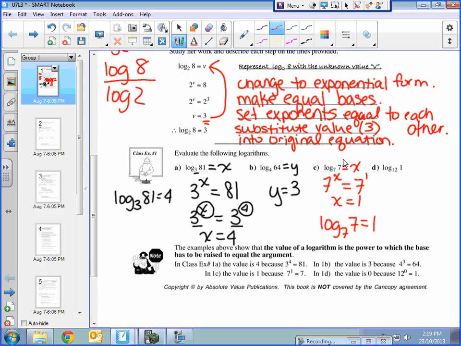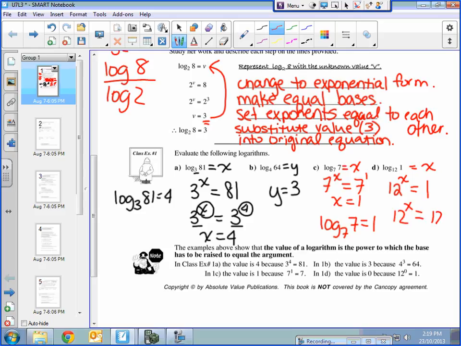Okay, are there any questions with C? Good? Okay, let's set this equal to x again. So where do I start with this? What is my base? Your base is always what's under your exponent. 12, so I have 12 to the x.